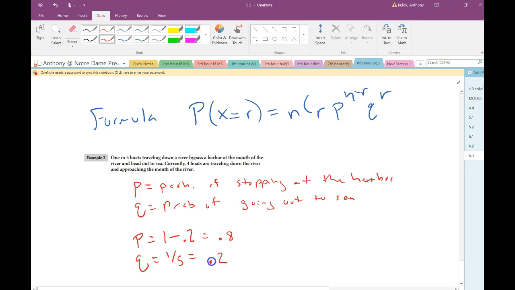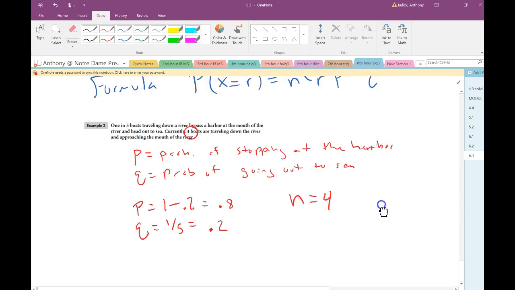Now, for the sake of this problem, does it really matter which one I labeled as my P and my Q? It doesn't, as long as you use that same P and Q as you're given more information. Okay. What will my N be? Well, it says there are 4 boats on the river, so we have N equals 4.